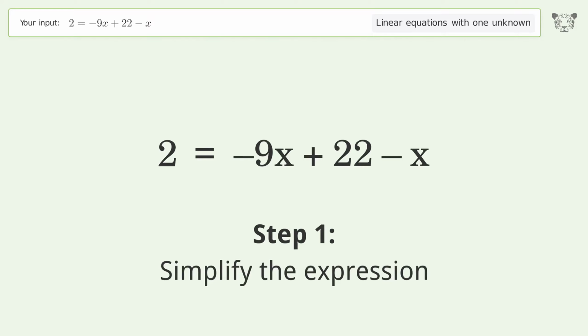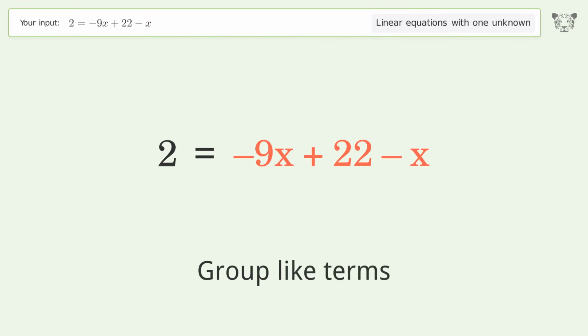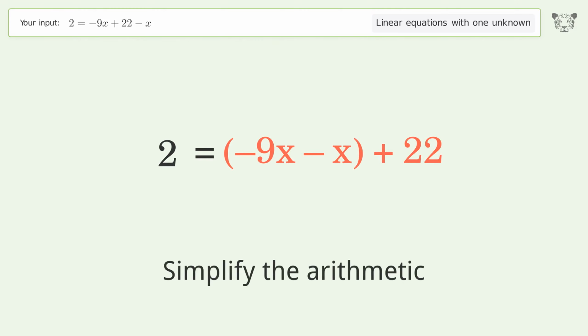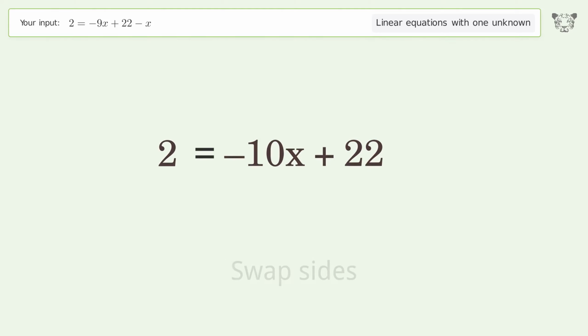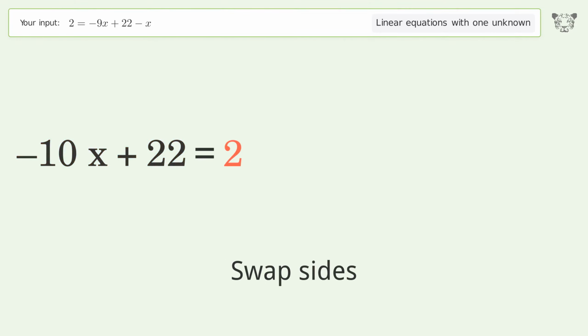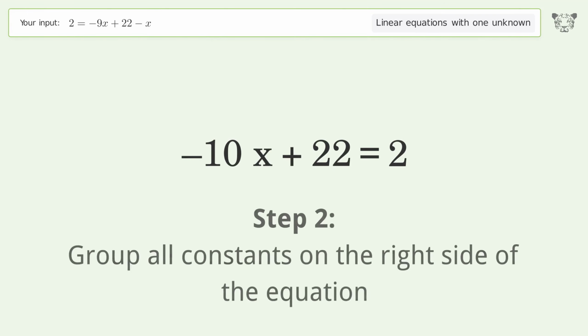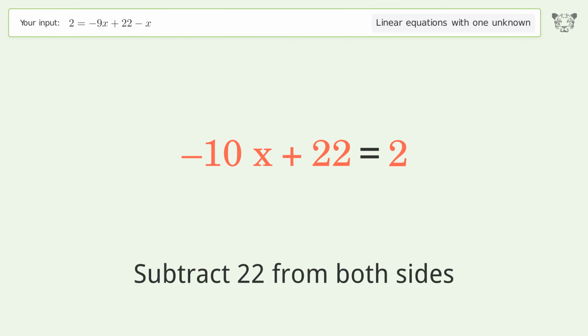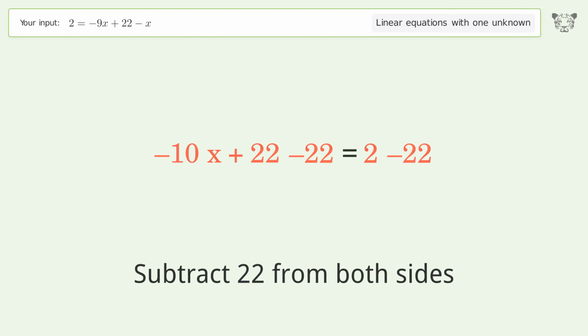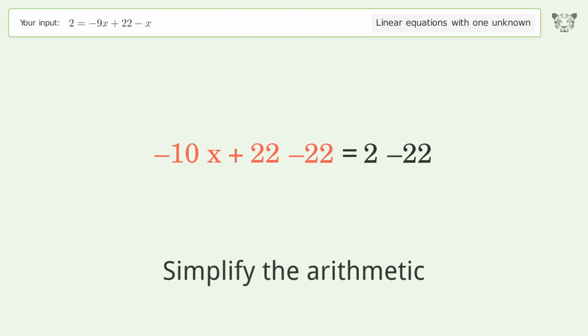Simplify the expression. Group like terms. Simplify the arithmetic. Swap sides. Group all constants on the right side of the equation. Subtract 22 from both sides. Simplify the arithmetic.